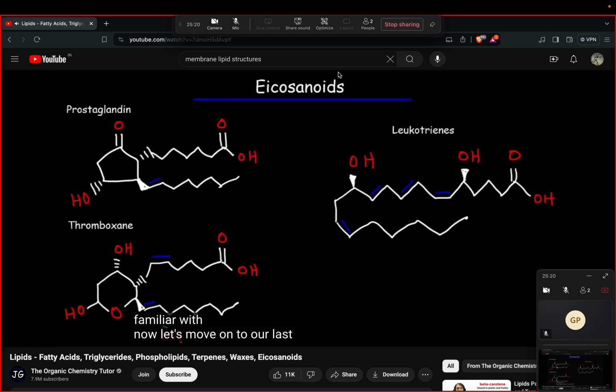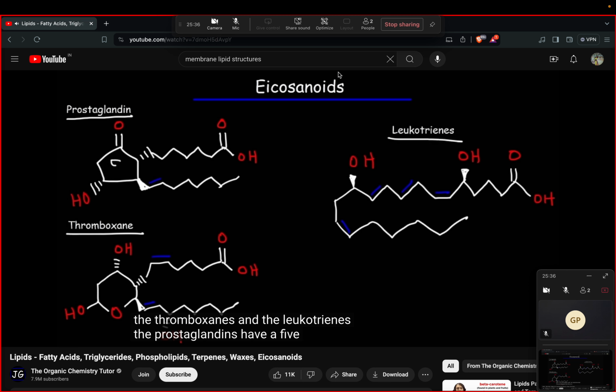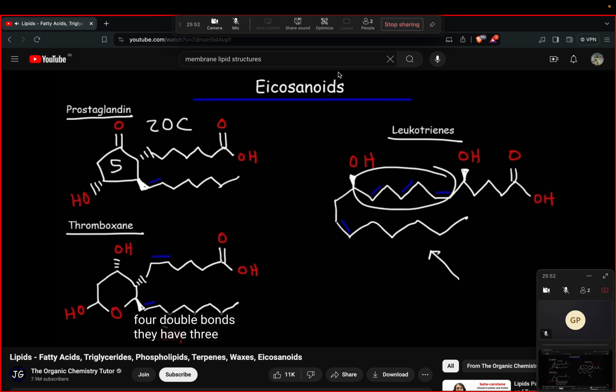Now let's move on to our last category, eicosanoids. So there's 3 categories of eicosanoids that I'm going to talk about: the prostaglandins, the thromboxanes, and the leukotrienes. The prostaglandins have a 5 carbon ring, and they have a total of 20 carbon atoms. The thromboxanes have a 6-membered ether-containing ring. The leukotrienes have 4 double bonds, 3 of which are conjugated. These are double bonds that alternate with single bonds.